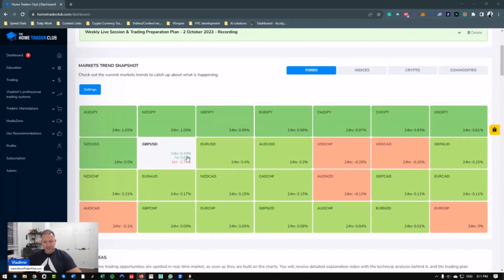Usually, this is a sign that there should be some sort of a pullback before the market will try to go back to the main direction, which is clearly seen by these monthly numbers here to the downside. So let's take a look at the chart.